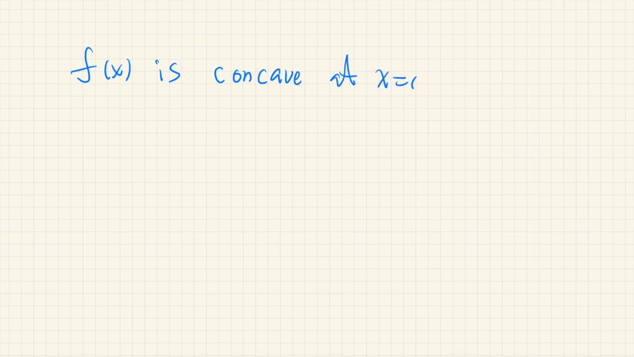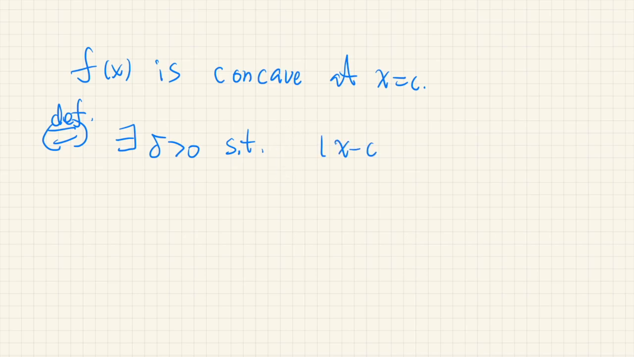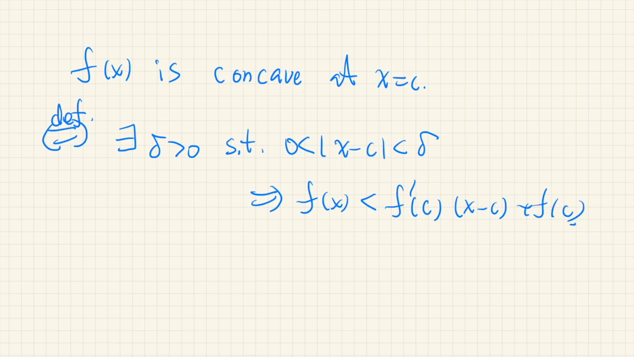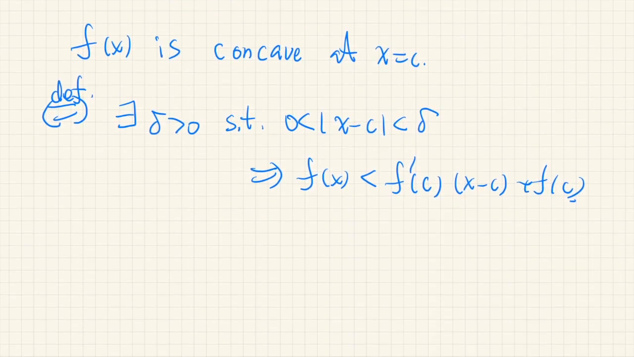And similarly, we define concavity. So we say function f of x is concave at x equal to c. And this means, by definition, there exists some delta that is positive such that if the difference between x and c is between 0 and delta, then the value of the function f of x is less than the value of the tangent line at that point. So x minus c plus f of c. So it's just the opposite of the convex case.